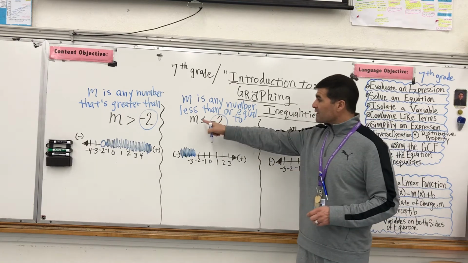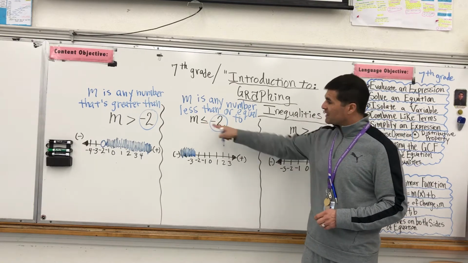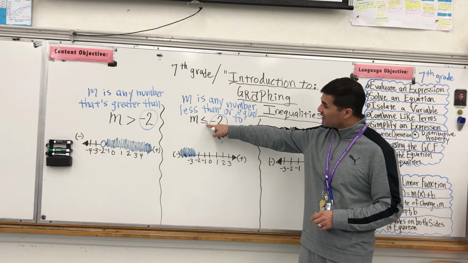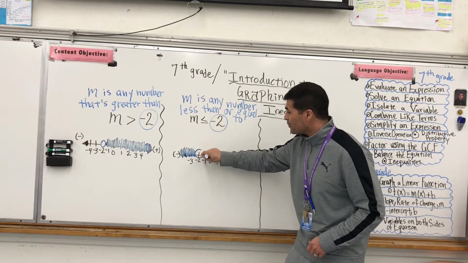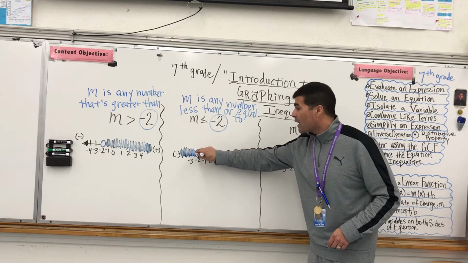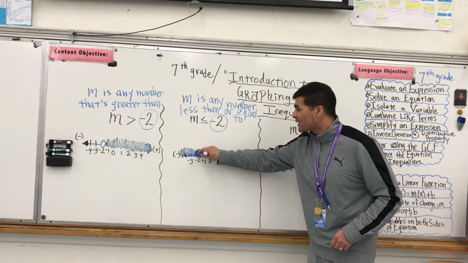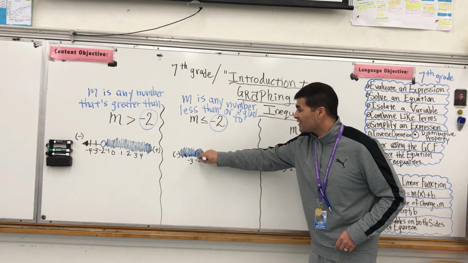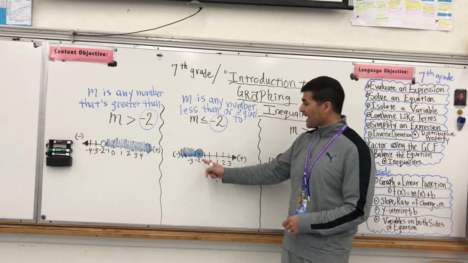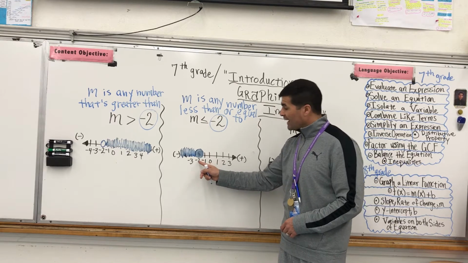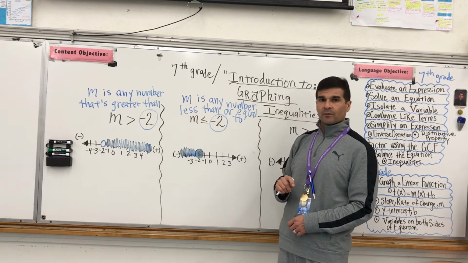But m can also be equal to -2 because that half of an equal sign underneath it actually means less than or equal to. Well, what I do is I still put a circle on top of -2, but this time I shade it in. I actually have to shade in that circle on top of -2. This means that m can be -2 and any number less than -2.